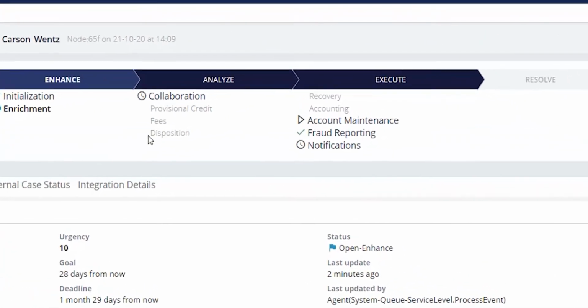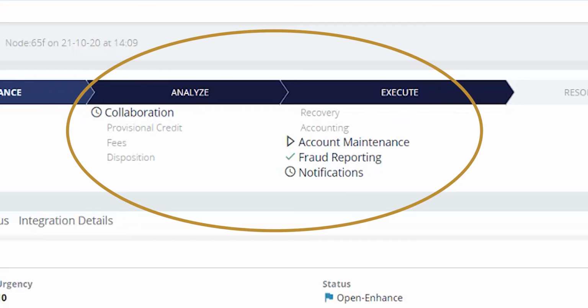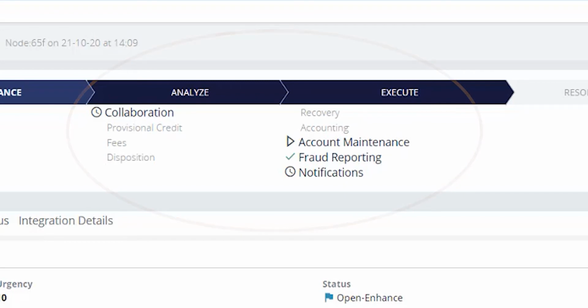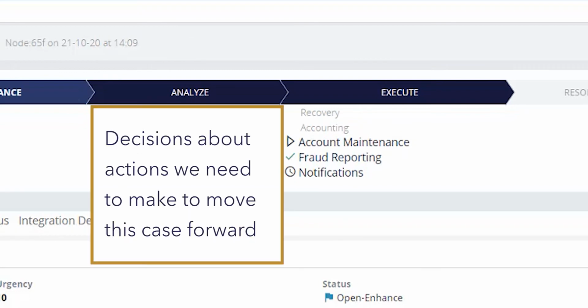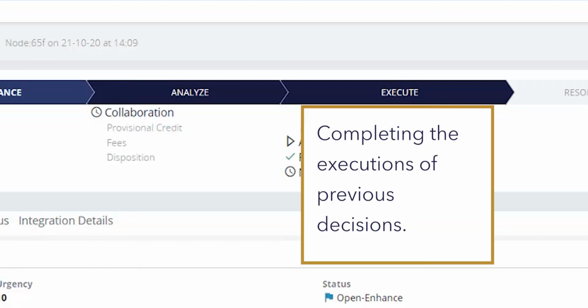As we move forward to the analyze and execute stages, these two stages go hand in hand together. In the analyze stage of the claim, we are making decisions about actions we need to make to move this case forward. These decisions can be systemically driven through automation, or they can be driven by associate intervention. In the execute stage, we are completing the execution of those decisions, again, either through automation or through associate intervention.